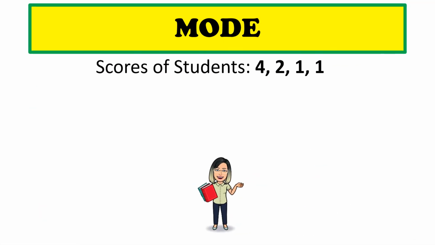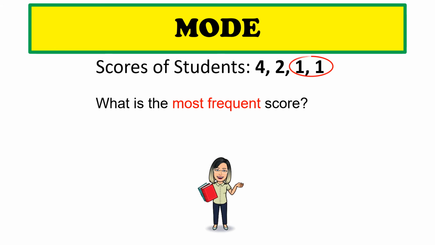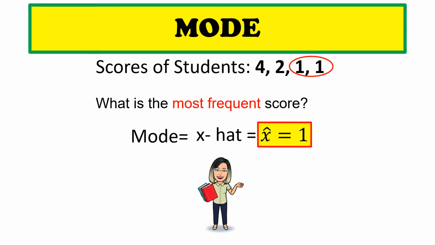We need to find the mode. Scores of students: 4, 2, 1, 1. What is the most frequent score? So we have the mode, which is represented as x hat, is equal to 1.